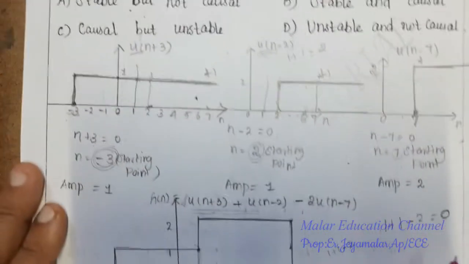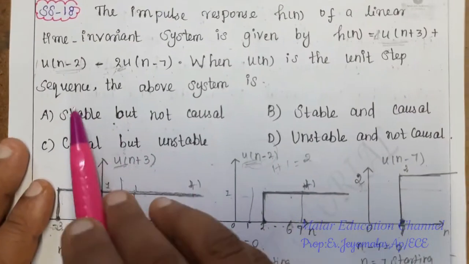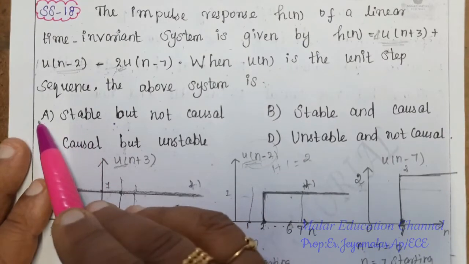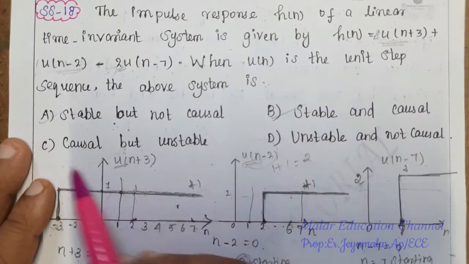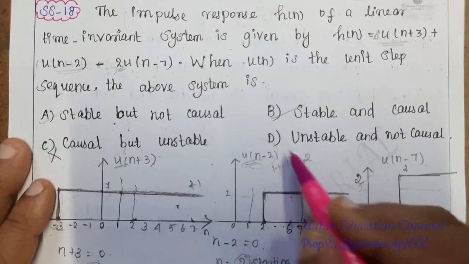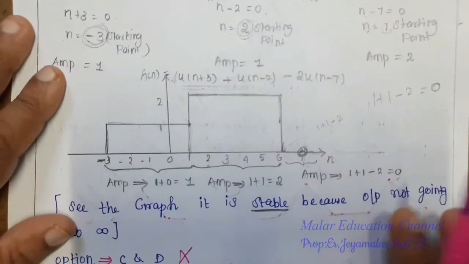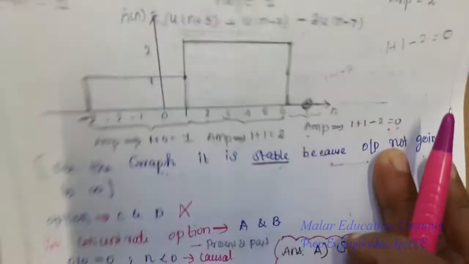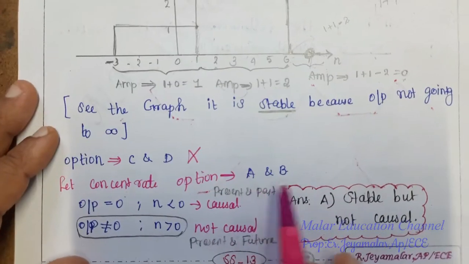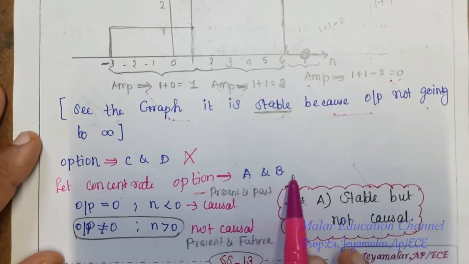There are 4 options given. Check the answer: stable, isn't it? First option and second option are okay. Causal, unstable in options C and D are wrong answers. So it is stable, but is it causal or not? Let me check whether it is causal or not. Let's concentrate on options A and B, because options C and D are wrong answers.